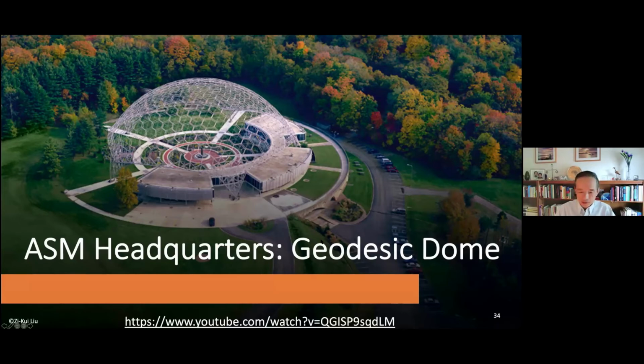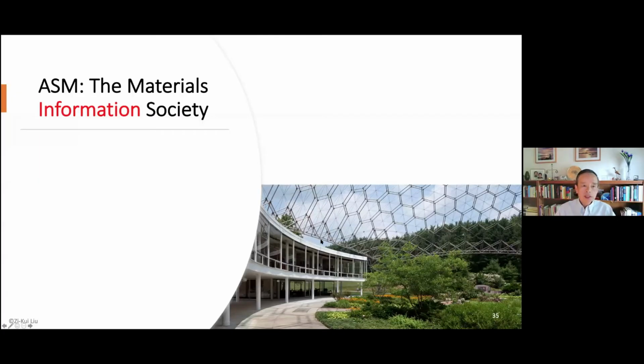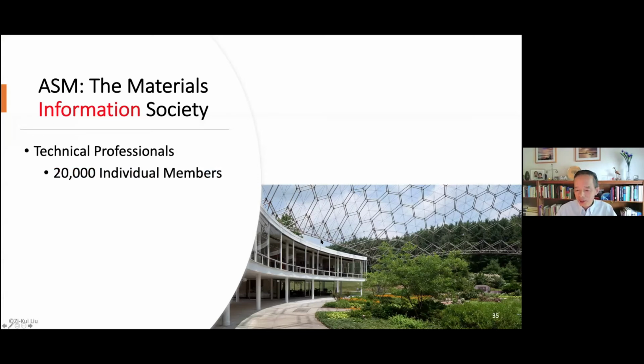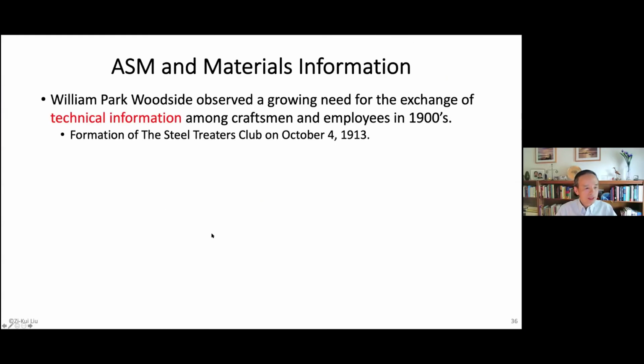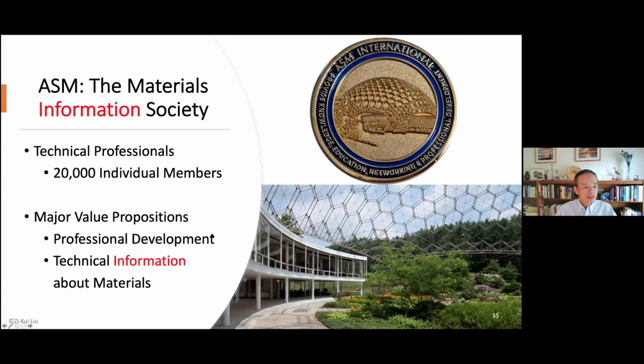Very nice place. So ASM is Information Society, and it has about 20,000 members. It's the largest materials society in the world, as far as I know. It is really the professional development and the technical information about materials. This is inside that part.